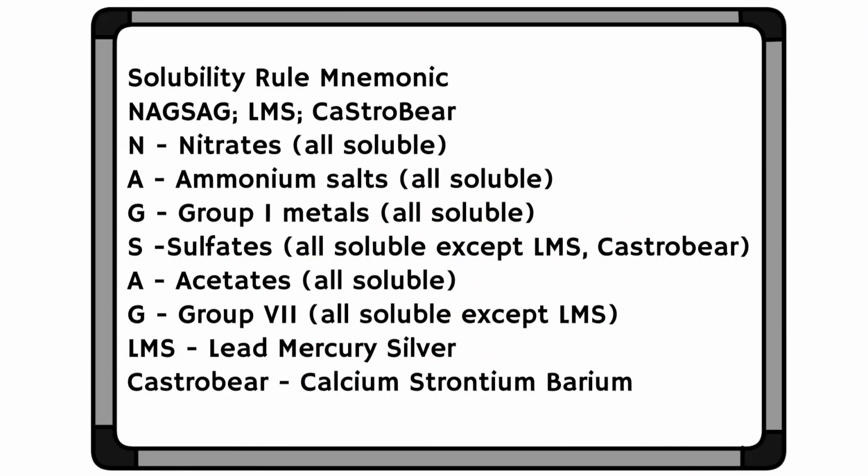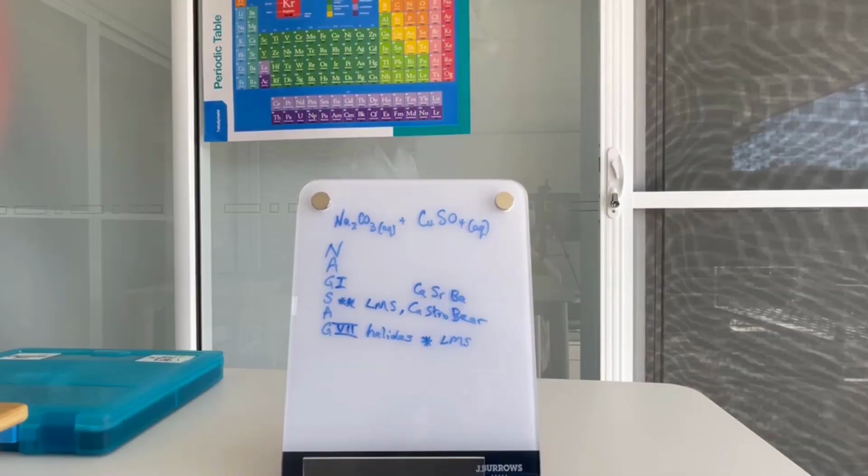So for those of you who haven't learnt solubility rules yet, all nitrates are soluble. All ammonium salts are also soluble. The first G refers to group 1 in the periodic table. These are the active metals: sodium, potassium, rubidium, and so on. All of these group 1 metals, when they form salts, form soluble salts. S is sulfates. Now the sulfates have a little double asterisk, and I'll tell you why in a moment. The second A is for acetates, and all acetates are soluble.